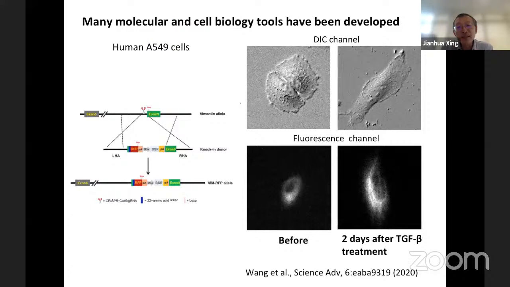So here, just to show some examples, people can use genomic tools like CRISPR for gene editing. There are imaging tools, like shown here, either bright field or some fluorescent labeling, fluorescent imaging. There are many other tools. Those are the tools being developed by biologists to study those processes.